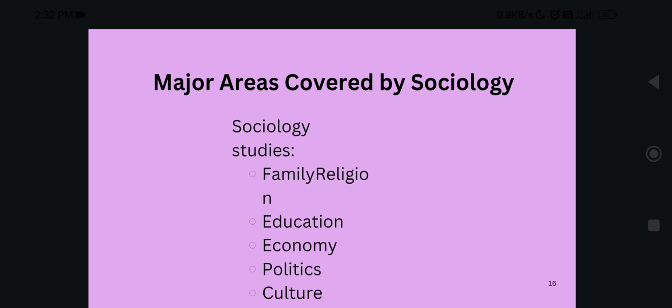Sociology covers many areas of social life. These include family, religion, education, economy, politics, culture, and social change. By studying these areas, sociologists gain a comprehensive understanding of society.